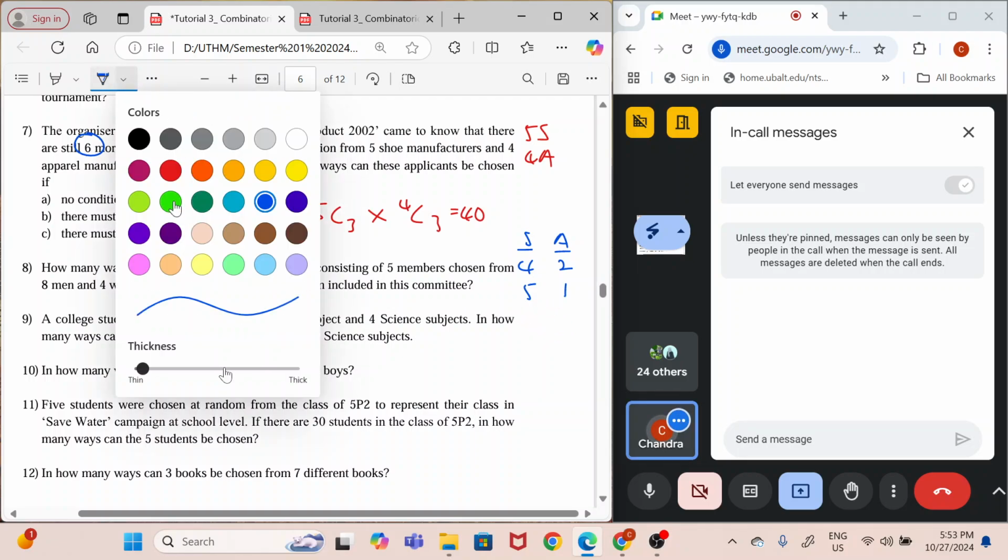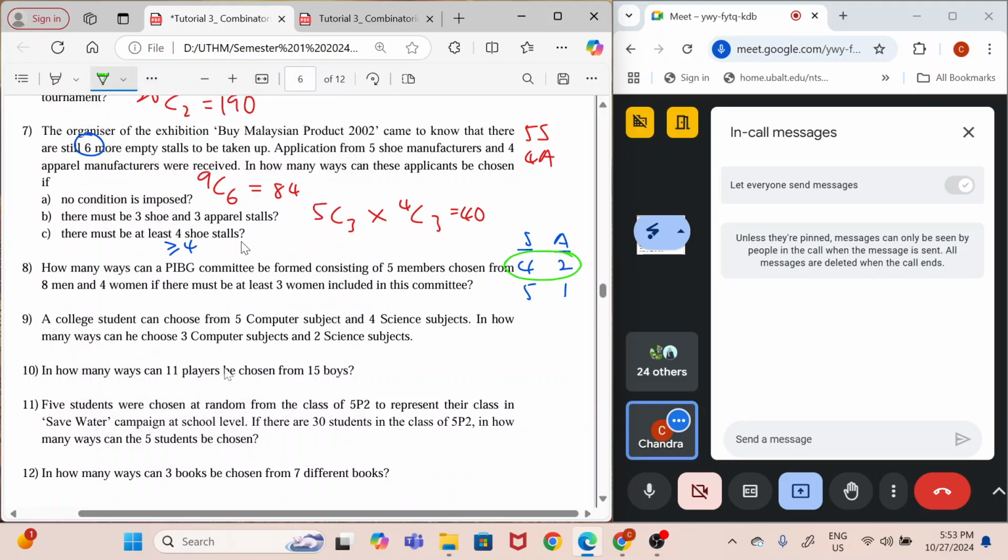So here, 5C4 times 4C2, or means plus, 5C5 times 4C1. You will get 34.